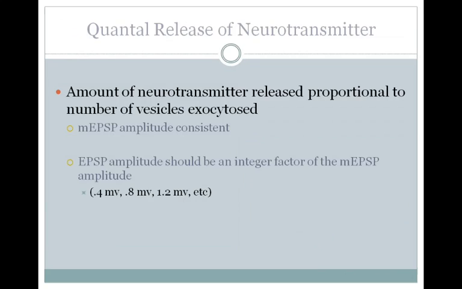Okay, so we saw that the mini amplitude is consistent. You release about the same amount of neurotransmitter per vesicle. And with the low calcium experiment, you could see that the EPSP amplitude was an integer factor of the minis. So this is very good evidence that your neurotransmitter is in fact packaged in those vesicles and released.